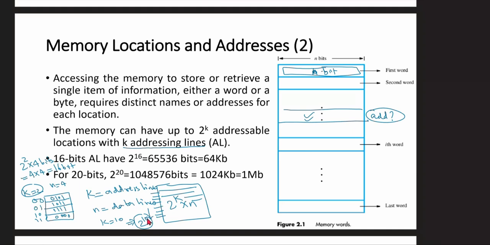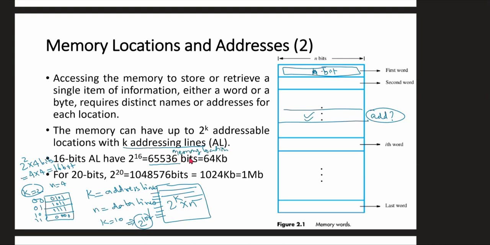Similarly here k is 10, so each address will be of 10 bit. Each memory location has its unique address that will be decided based on the address lines. So suppose the address line is of 16 bit. So it has 2 to the power 16, which means 65536 memory locations. It has that many memory locations.